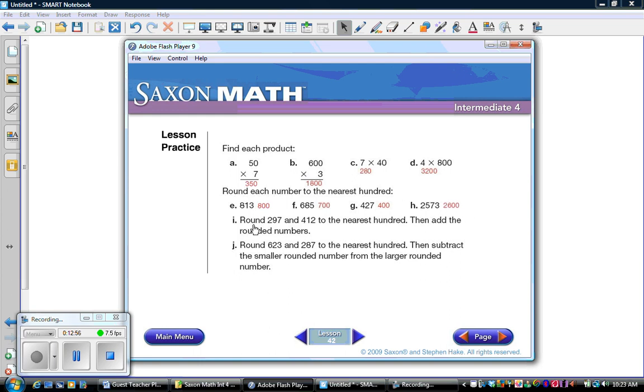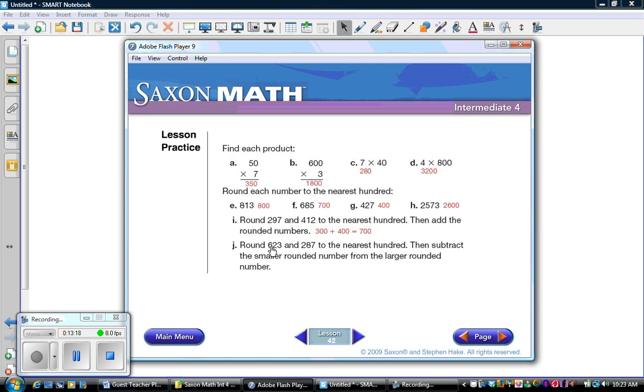2600. Round 297 and 412 to the nearest hundred, then add the rounded numbers. Okay, underline the hundreds, circle the 9. That tells us to go up to 300. Underline the 4, circle the 1. It tells us to stay the same, so this is 400. 300 plus 400 is 700.